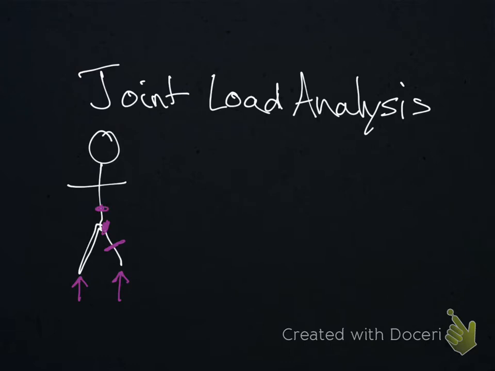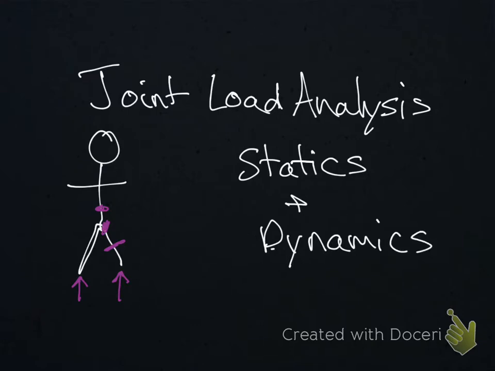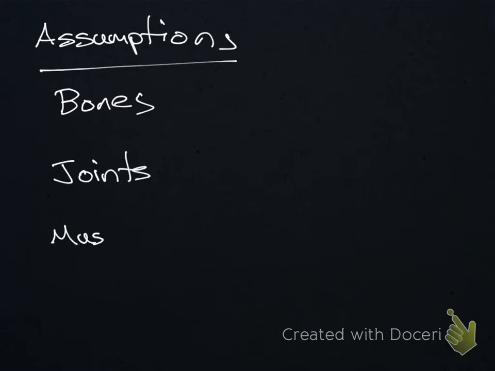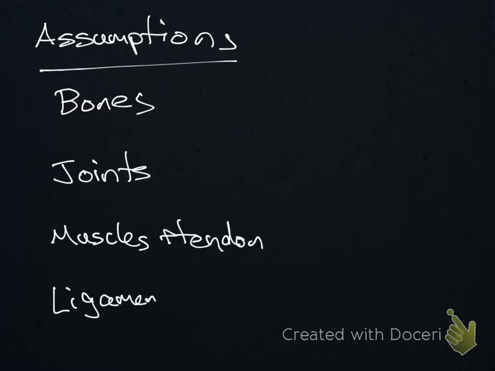To do this, we're going to apply the standard engineering principles that you learned in statics and dynamics. But first, we need to talk about some basic assumptions that we're going to make about the human body. So, when we think about the human body, we have bones for our purposes, we have joints, we have muscles, and tendons, which we're going to consider together, even though they're different. We'll talk about why in a minute. And we have ligaments. So, assumptions here.